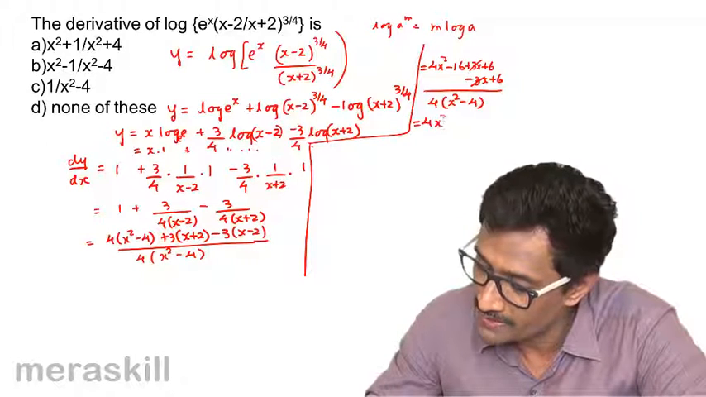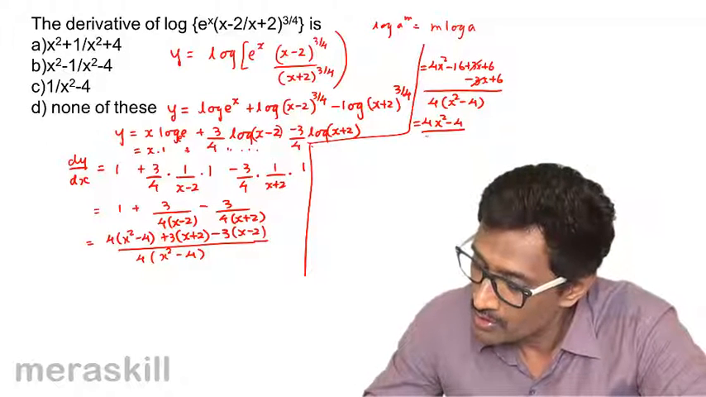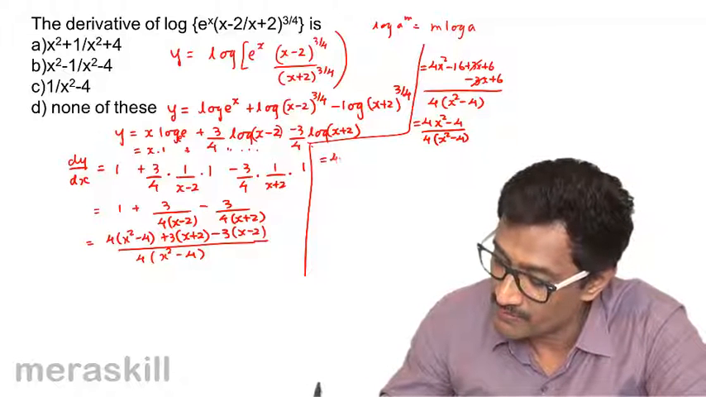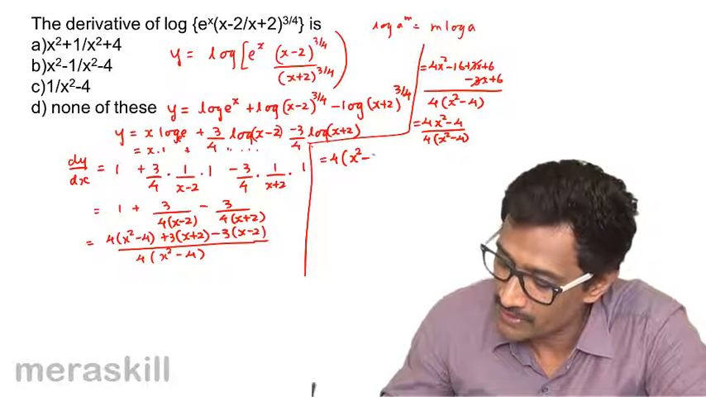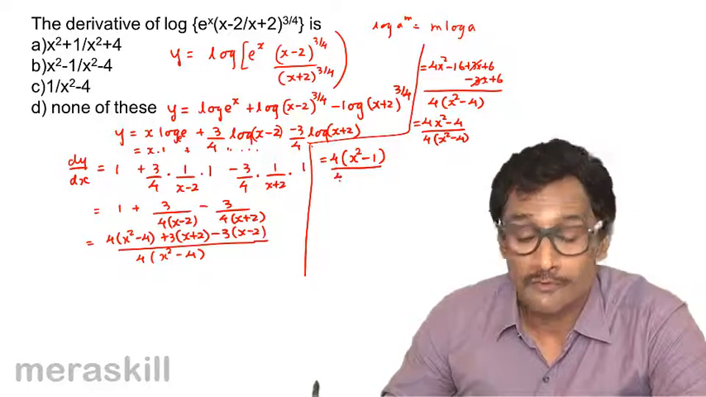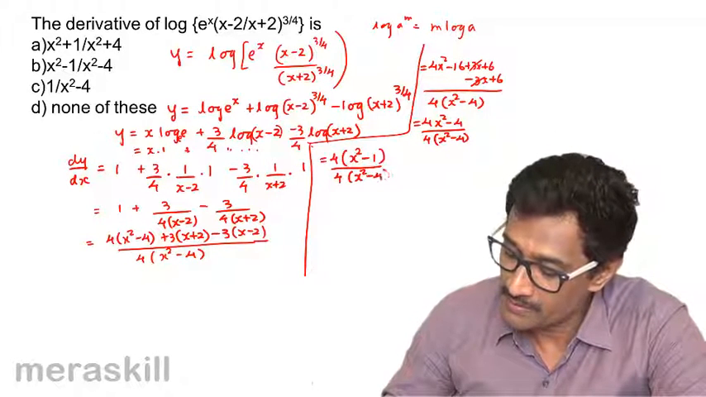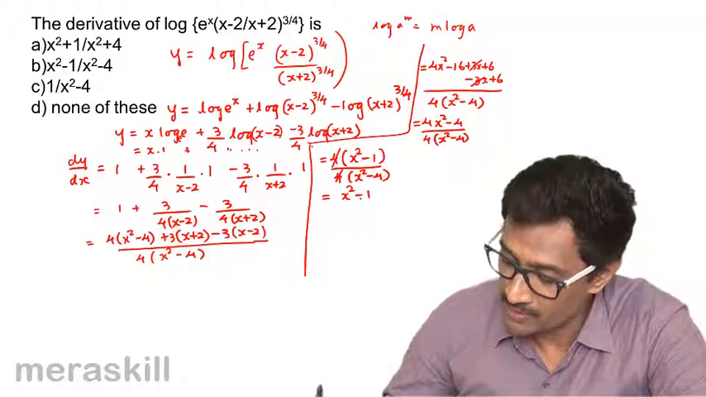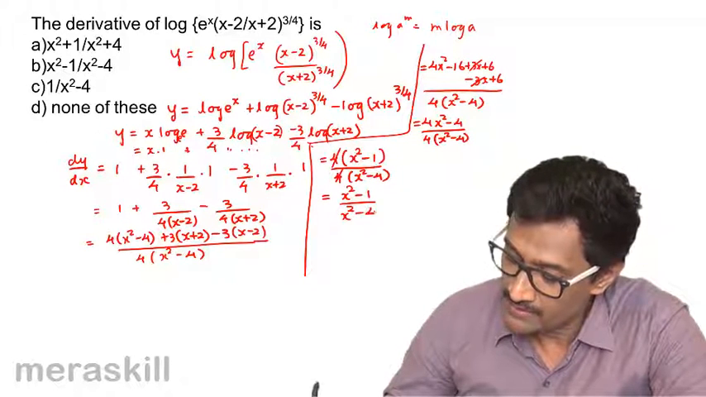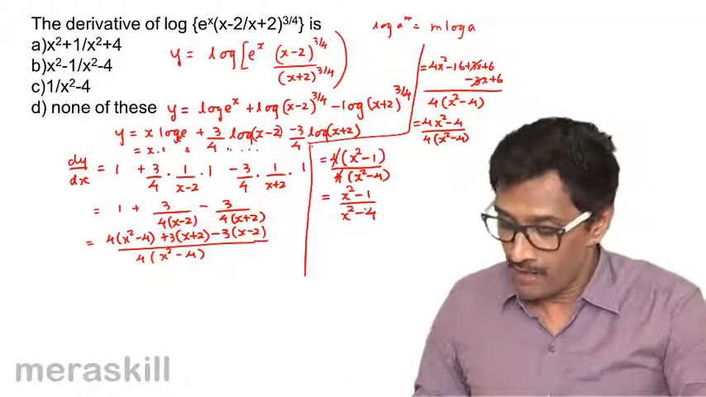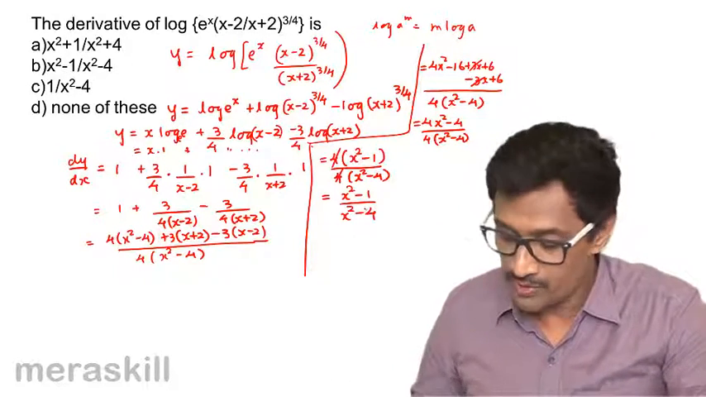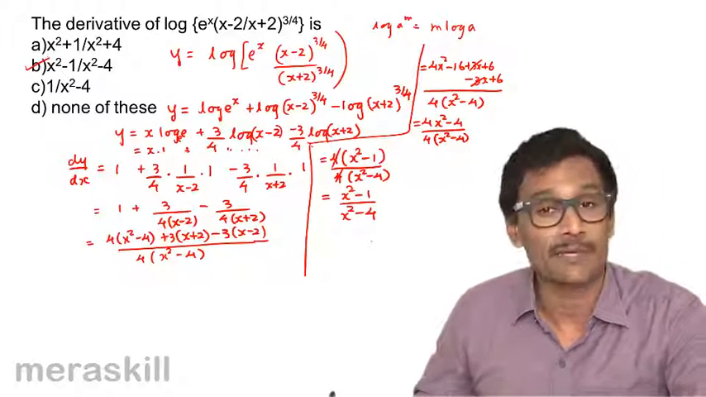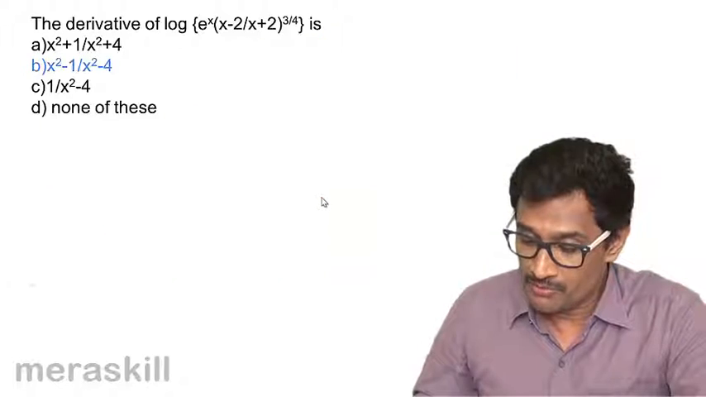So we get 4x square minus 4 upon 4 bracket x square minus 4, which easily simplifies to 4 bracket x square minus 1 upon 4 bracket x square minus 4. This gets cancelled and ultimately you get x square minus 1 upon x square minus 4. So among these options we have an answer here, x square minus 1 upon x square minus 4. So the option is B.